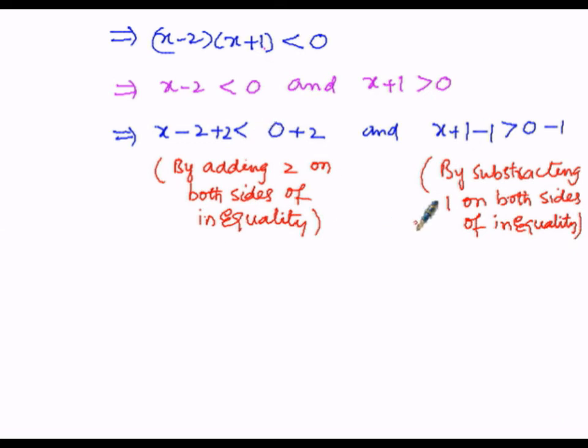Then the next logical step will be, whereas here plus 2 and minus 2 get cancelled in the first inequality, whereas in the next inequality, minus 1 and plus 1 get cancelled. Then the next logical step: that implies x on the left hand side is less than, we can strike off this 0, then only 2 is left over, and x is greater than, we can strike off this 0, so we got minus 1.